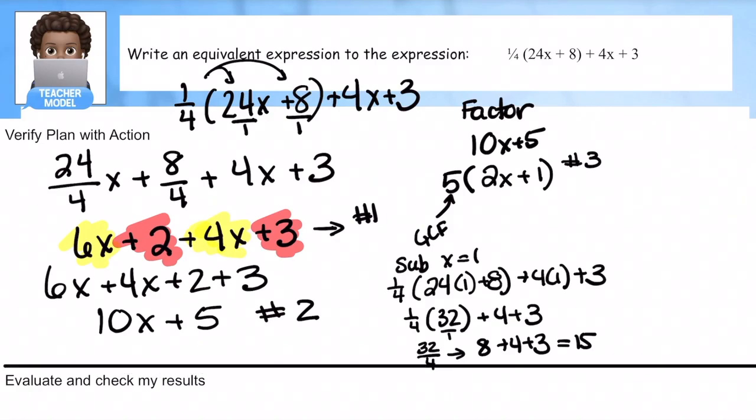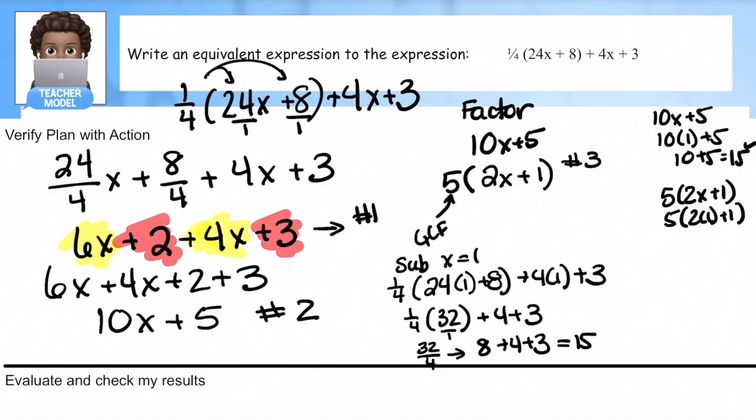Let's check the other two. Let's try the 10x plus 5. 10x is equal to 10 times 1, plus 5. 10 plus 5 equals 15. So boom, we came up with another one. Let's try our parentheses one. 5 times 2x plus 1. 5 times 2 times 1 plus 1. 2 times 1 is just 2. 2 plus 1 is 3. So 5 times 3 equals 15. So far, 3 of our expressions are equal to 15.